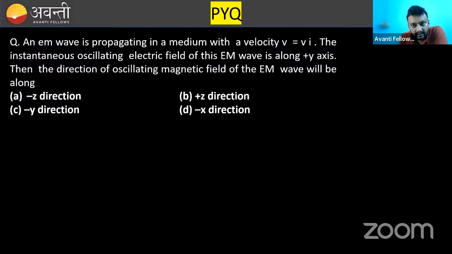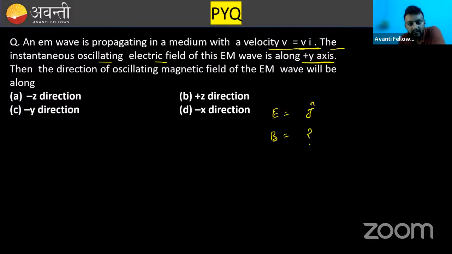You can say velocity V i cap. That means the wave is moving in i cap, that means positive x-axis. The instantaneous oscillating electric field of this wave is along the y-axis. That means the electric field is along j cap. Then they are asking the direction of the oscillating magnetic field.